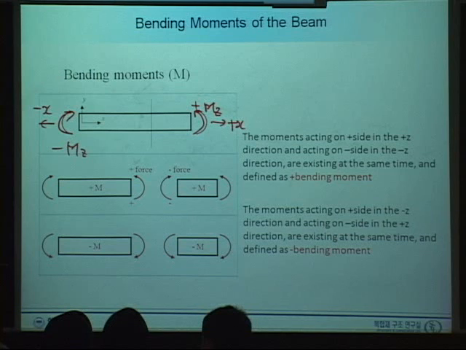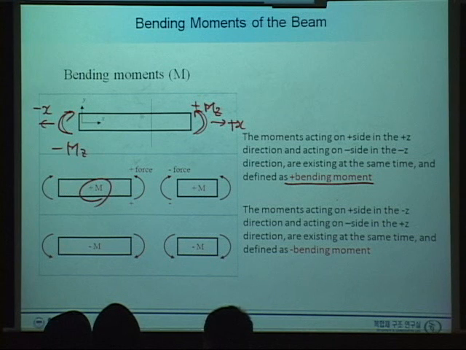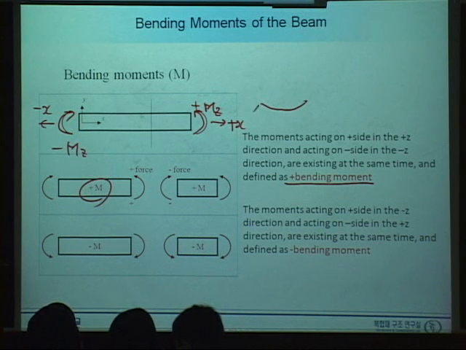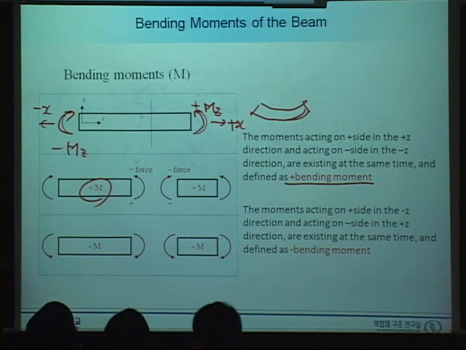a plus z directional moment, and then this is called plus bending moment. This is subject to a plus bending moment. So plus bending moment always causes curvature like that. I mean, the deformed shape will be like that.